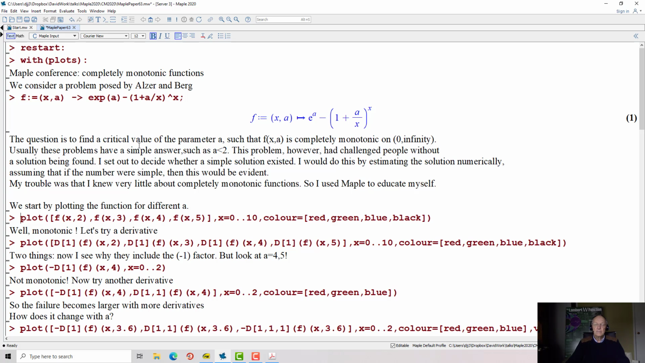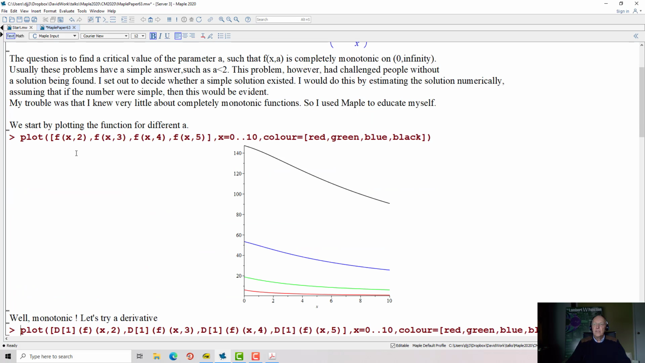So let us start. Maple is very good at plotting things. Plots are always a good way to learn about functions. So here we have a plot. I've plotted f against x for a equals 2, a equals 3, a equals 4, and a equals 5. And you see that in each case the function is clearly monotonically decreasing.